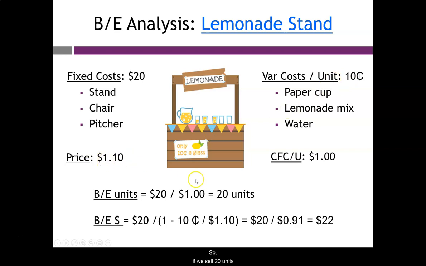So if we sell 20 units at $22, we'll cover all of our fixed costs and our variable costs. That's our break-even analysis for this lemonade stand. So if we sold 21 or more units, we made money. If we sold 19 or fewer units, we lost money. That's how we did our break-even analysis. Obviously, for bigger companies, it's a lot more complex.